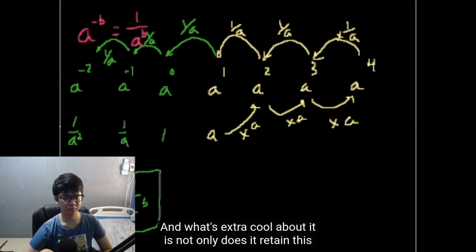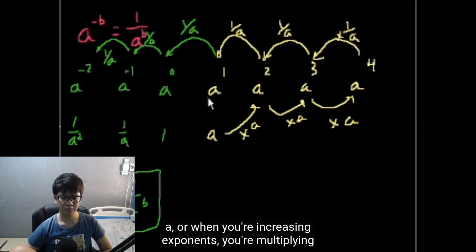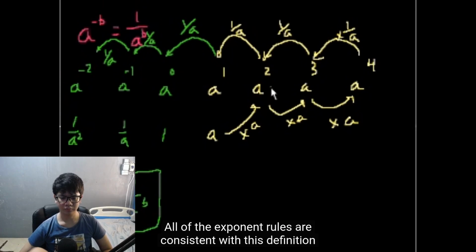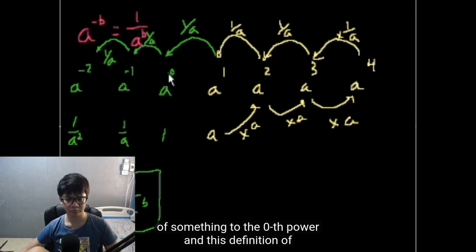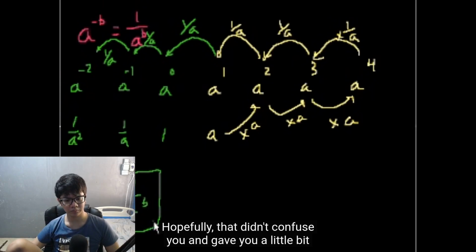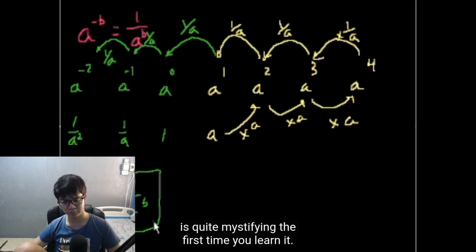What's extra cool about it is not only does it retain this pattern, when you decrease exponents you're dividing by a, or when you're increasing exponents you're multiplying by a, but as you'll see in the exponent rules videos, all of the exponent rules hold. All of the exponent rules are consistent with this definition of something to the 0th power and this definition of something to the negative power. Hopefully that didn't confuse you and gave you a little bit of intuition and demystified something that frankly is quite mystifying the first time you learn it.